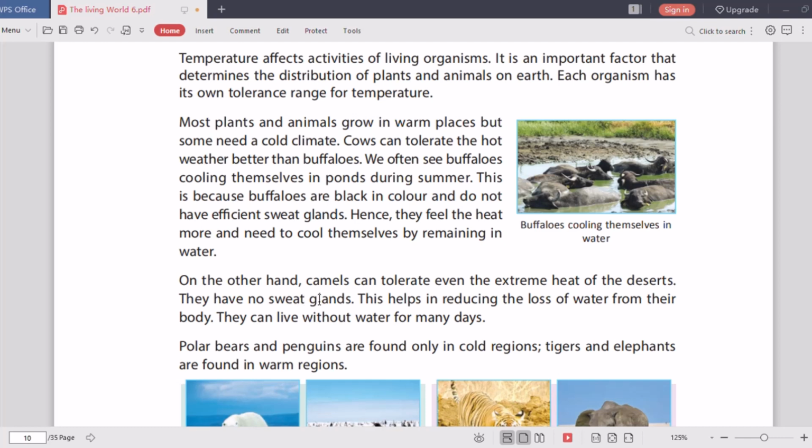On the other hand, camels can tolerate even the extreme heat of the desert. They have no sweat glands. This helps in reducing the loss of water from their body. They can live without water for many days. The sweat gland is the gland from where the sweat of our body comes out, and we feel the loss of water. So they do not have sweat glands, and they do not feel the loss of water from their body. That's why camels can live without water for many days.